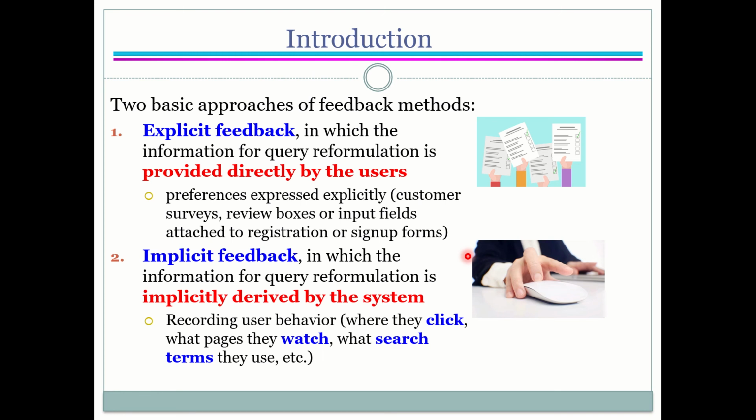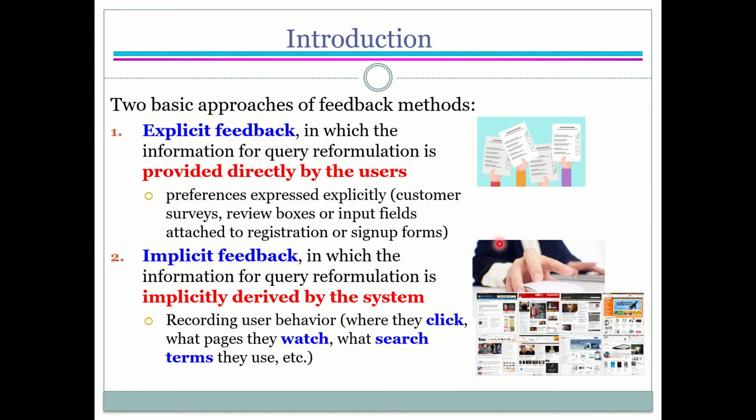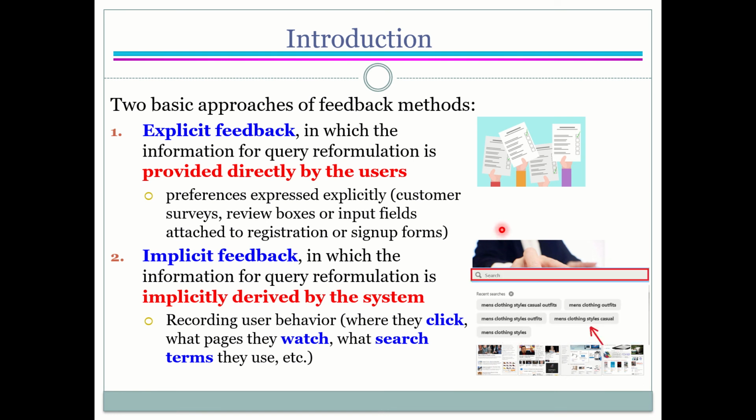Or we can look into information that is derived implicitly. This is what we call implicit feedback, in which the information for query reformulation is implicitly derived by the system, based on our behavior, like where we click, what pages we watch, and what search terms we use. Based on this behavior or this input, they will derive the information in order to expand the query.